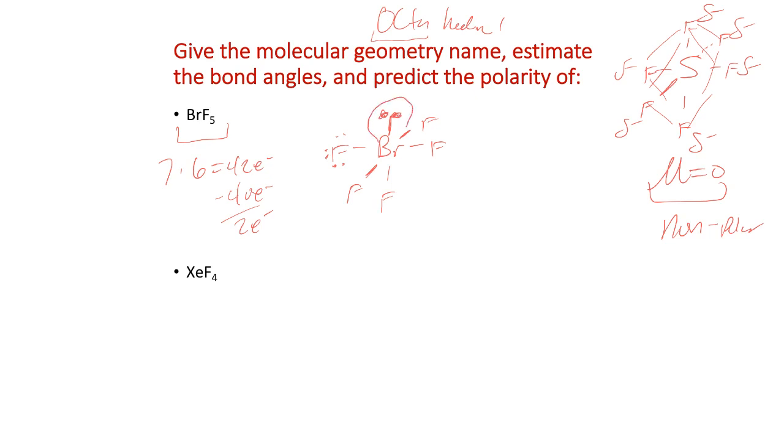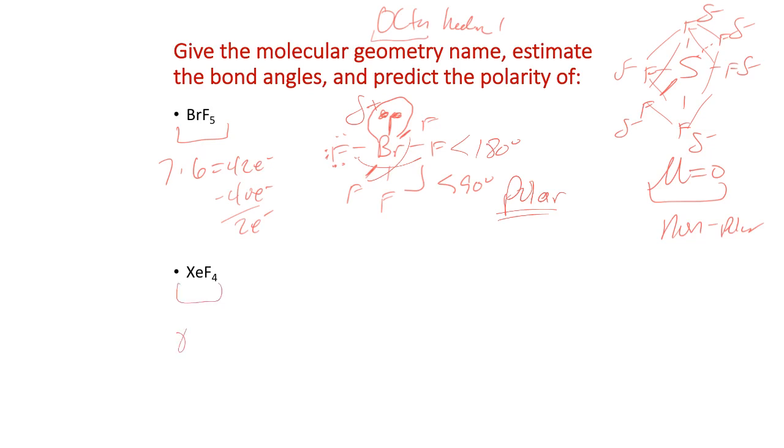So that electron pair is going to cause these bond angles to be a little less than 90 degrees, and then the internal F bond angles here to be a little bit less than 180 degrees. Now we are going to end up with a positive charge on top of the molecule, negative charges beneath it on the sides, so we end up with a polar molecule.